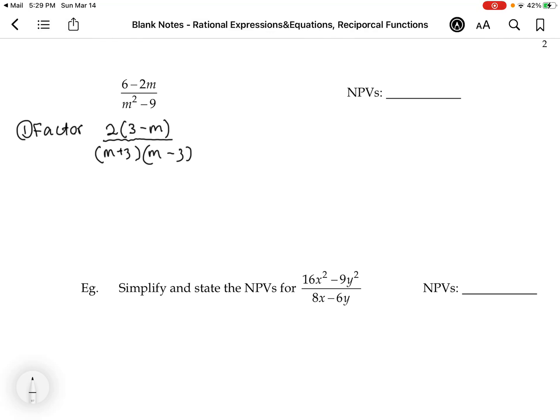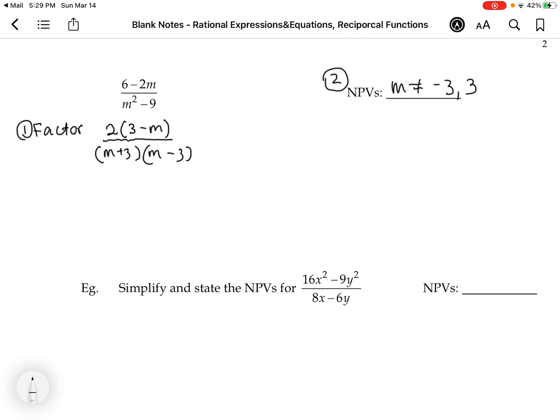Okay, now it might look like, and actually I'm getting a little ahead of myself. I should at this point state non-permissible values. Okay, so looking at the denominator, the two non-permissible values from the first factor are negative 3, from the second factor are 3. So m cannot equal negative 3 or 3, or you could write it as plus or minus 3 if you want. All right, now let's talk about what can we cancel. This is step 2. And it looks like we can't really cancel anything because none of the factors are identical.